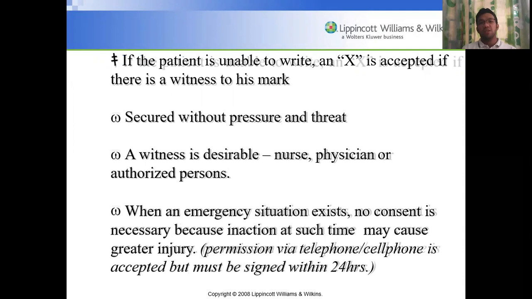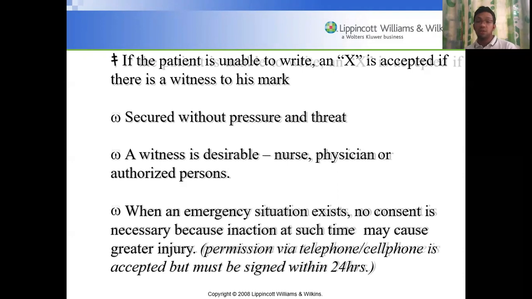And if the patient is uneducated, the patient is not able to write, an X is accepted if there is a witness to his mark. So there are certain patients who cannot read, cannot write. Of course, the doctors need to explain this in layman's terms to the patient on how the surgery is going to be done, the prognosis, and so on, and X is accepted as long as there is a witness, and consent should be secured without pressure or threat.